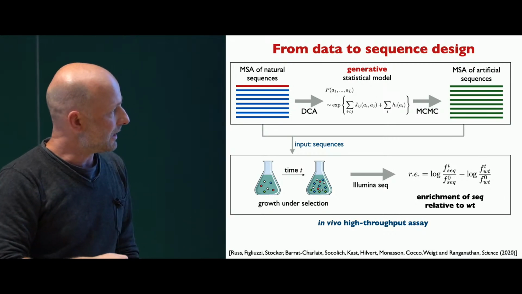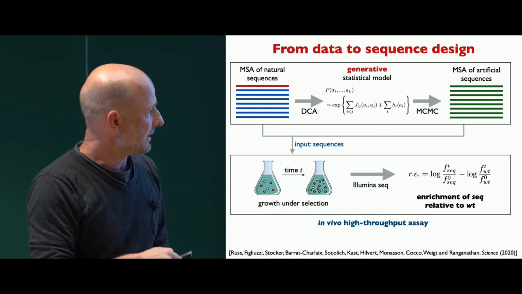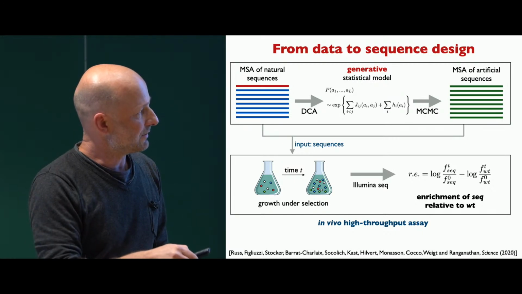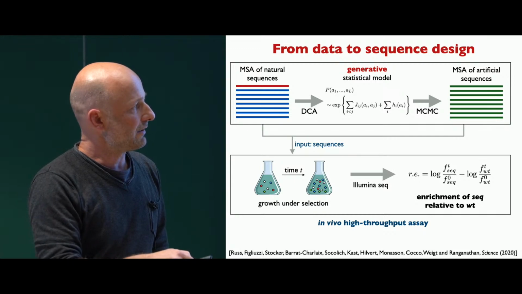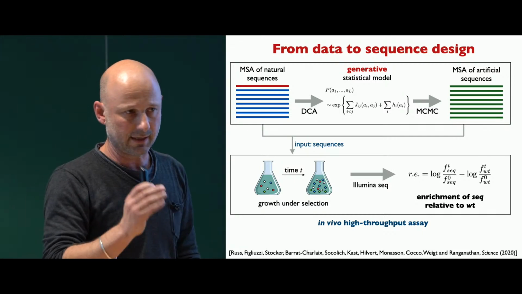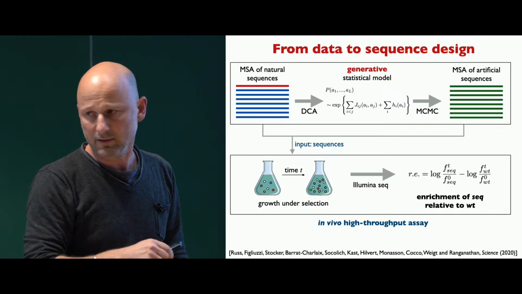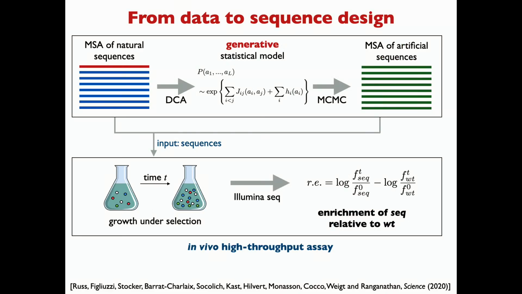Then I can look at how fast my bacterium grows. We sequence before and after growth, and then we look at how frequently we find the sequence after growth as compared to before growth, and we compare this to how the wild type, so normal E. coli, does. If this number is positive, it would grow faster than E. coli, which we basically never find. But if it's very negative, we know that the protein does not work.